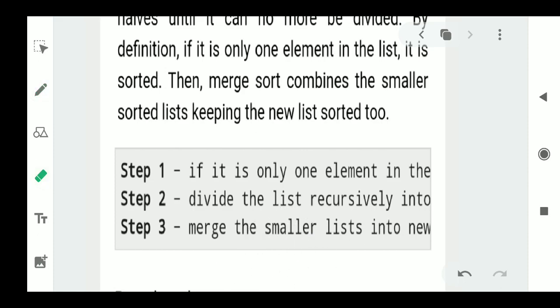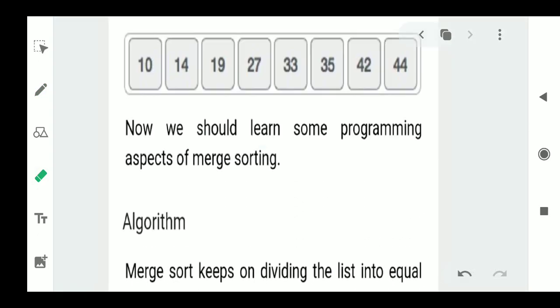If there is only one element in the list, please mention that merge sorting is over. And if more than 1 element is there, divide the list recursively until you get the atomic halves. After that, you go for the comparison process and merge the smaller list into a new list. This is the algorithm of merge sort.